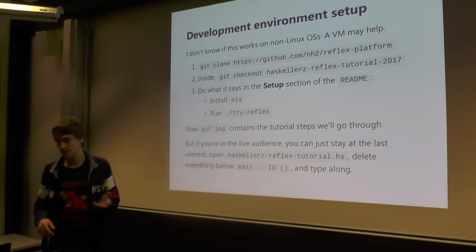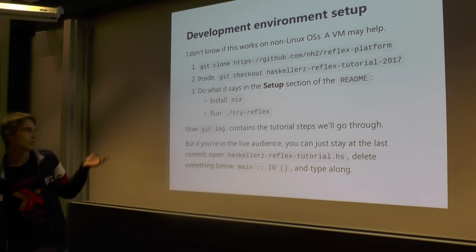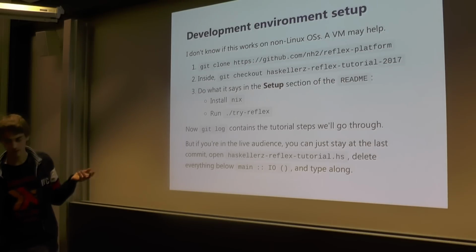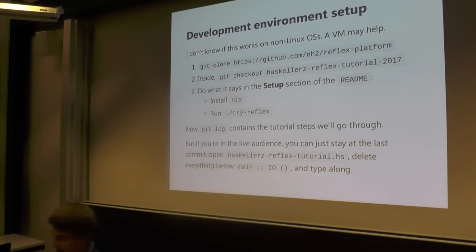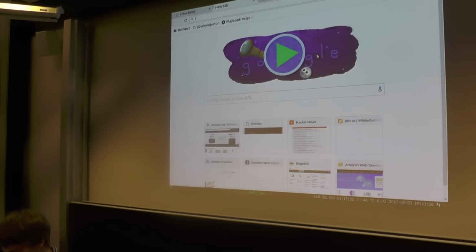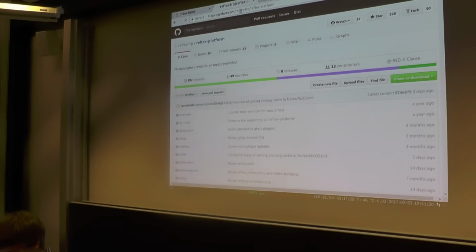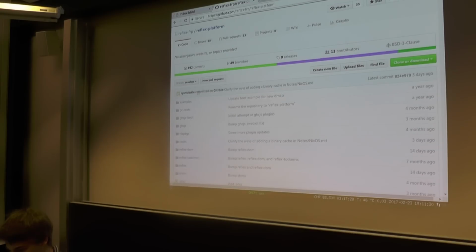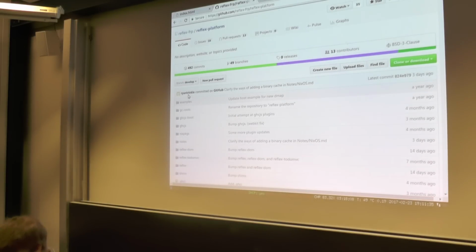Okay, so first we'll go through development environment setup. I don't know if this works on Windows or OS X. I've only tried on Linux, but in general, the steps are the following. Especially for this tutorial, I have cloned this Reflex platform project from the Reflex FRP main repository, with Ryan Trinkle being the main guy who develops this framework. So thanks to you, Ryan.